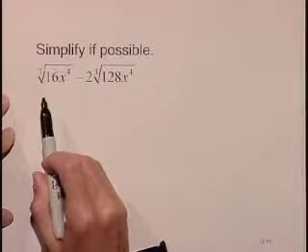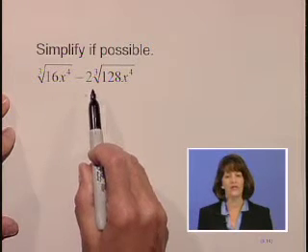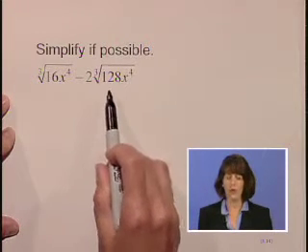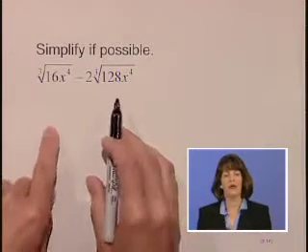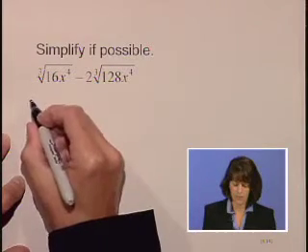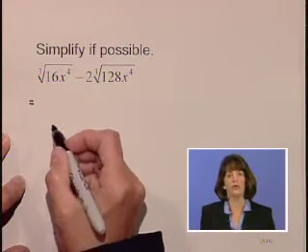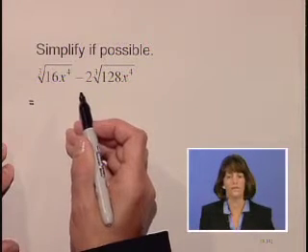Let's simplify if possible. Here we have the cubed root of 16x to the fourth minus 2 times the cubed root of 128x to the fourth. To simplify, we'll start by taking as much out of the radicals as possible. Now these are cubed roots, so underneath we're going to look for perfect cube values.